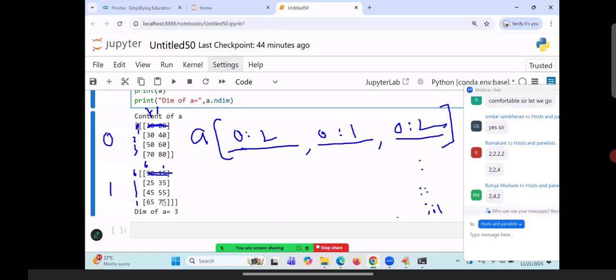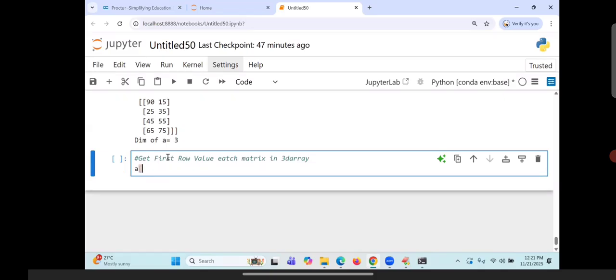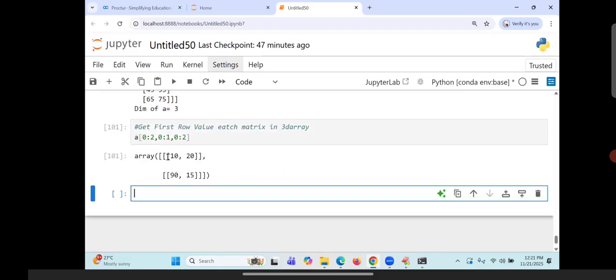Okay, shall we write it? Come on. Get first row values of each matrix in the ND array. Each matrix in the ND array. How do you get it? That is a 3D array, so already you know. A of 0 colon 2, 0 colon 1, 0 colon 2. Like this you can get it. Are you getting it? Yes.